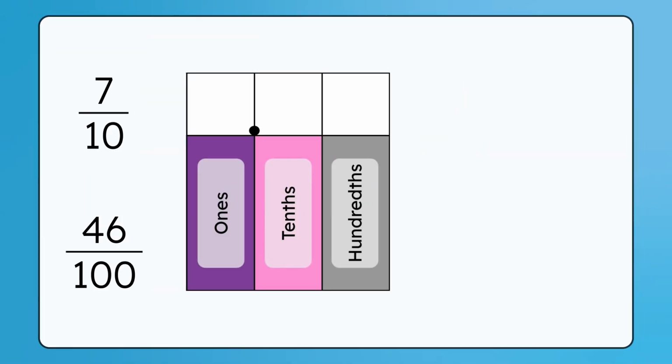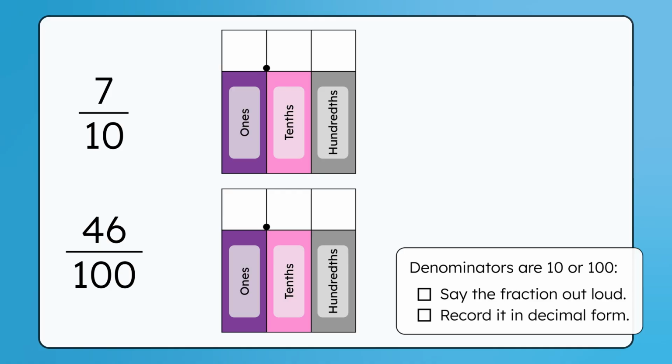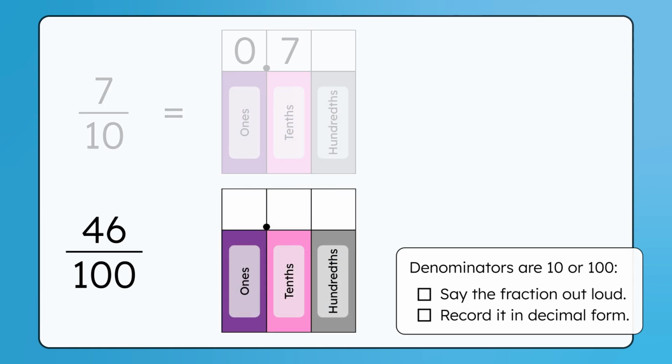Remember, if a fraction's denominator is 10 or 100, it's already showing tenths or hundredths of a whole, just like our decimal place values. When this is the case, converting is simple. We just say the fraction out loud and record it in decimal form, like this. 7/10ths, the fraction, converts to 0, decimal point, and a 7 in the tenths place. That's 7/10ths, the decimal. What about 46 out of 100? It converts to 46/100ths with a 0, decimal point, 46.